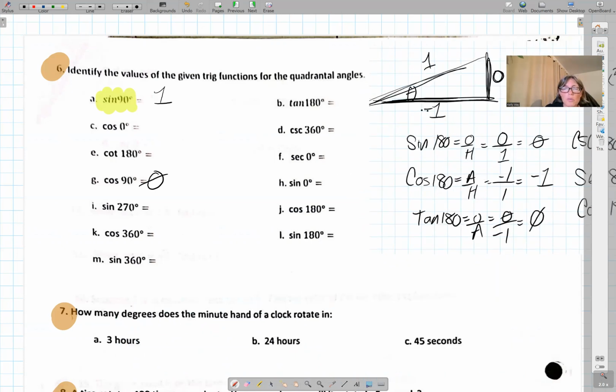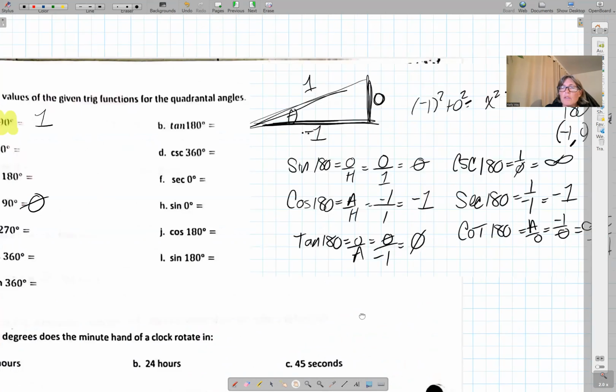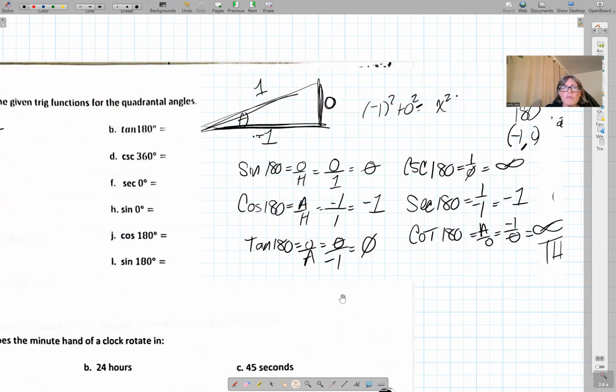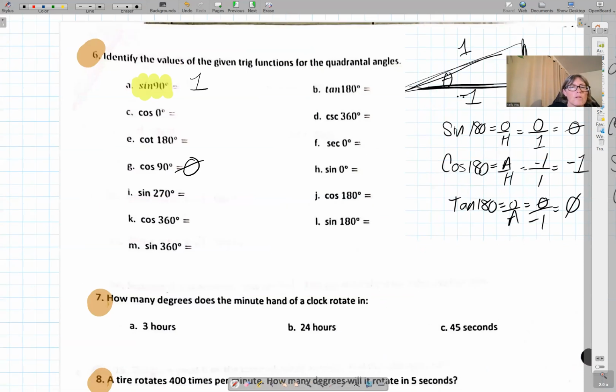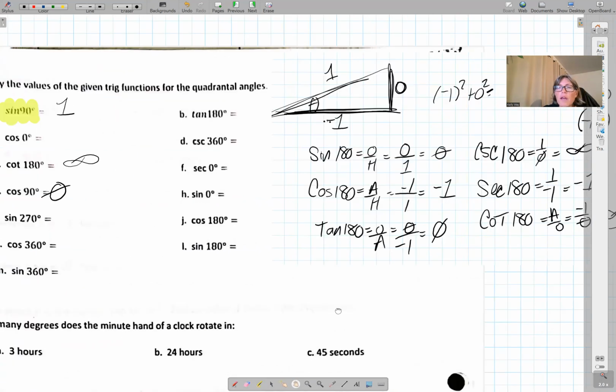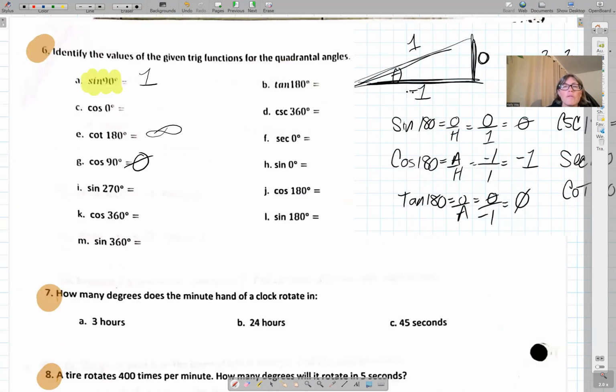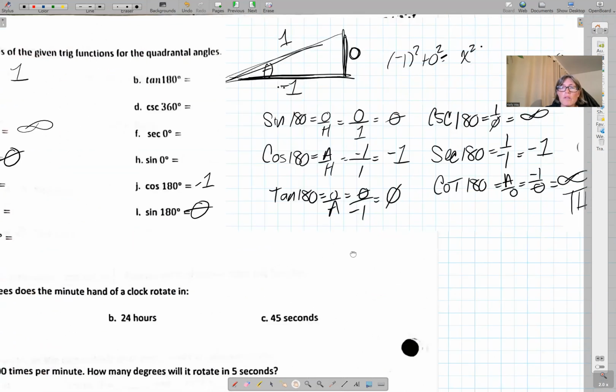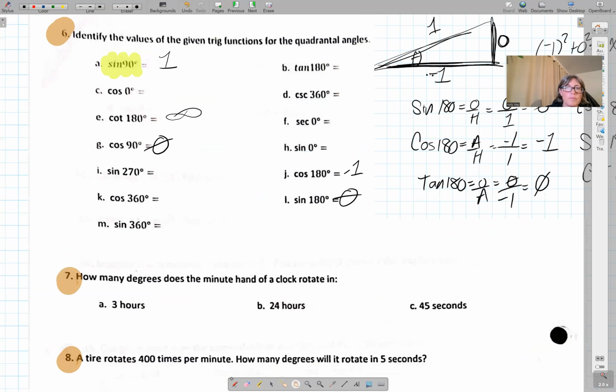So cotangent of 180, we just did that. Cotangent of 180 is infinity. Cosine of 180, we did that one, is -1. Sine of 180 is 0. Let's see, any other 180s around? Tangent of 180 is also 0.